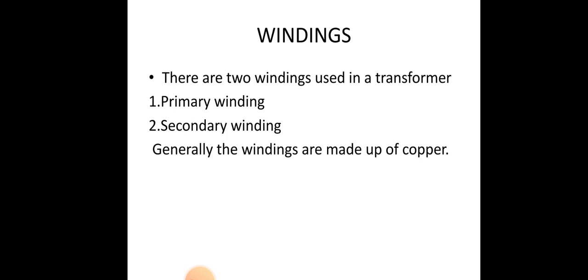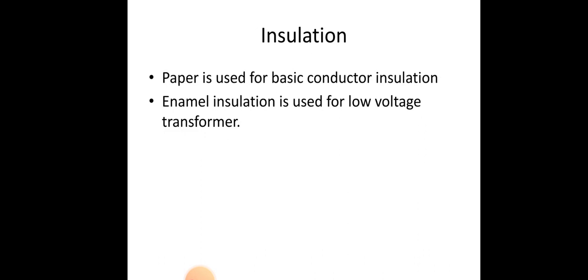And next one, winding. We already discussed that a transformer has two types of winding, that is primary winding and secondary winding. The winding connected to the supply side is known as primary winding. The winding connected to the load side is known as secondary winding. Both windings are made up of copper material, and there is no physical connection between primary and secondary winding. And next one, insulation. Here paper is used for the basic conductor insulation. Mostly enamel type insulation is preferred for low voltage transformer.